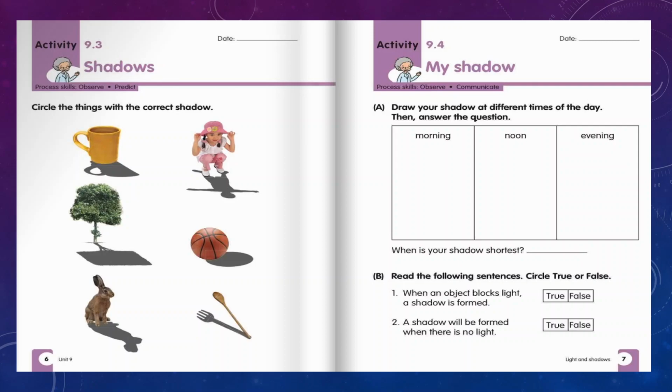Letter B, read the following sentences, circle true or false. Number 1, when an object blocks light, a shadow is formed. This is true. Number 2, a shadow will be formed when there is no light. And this, of course, is false. Let's continue.